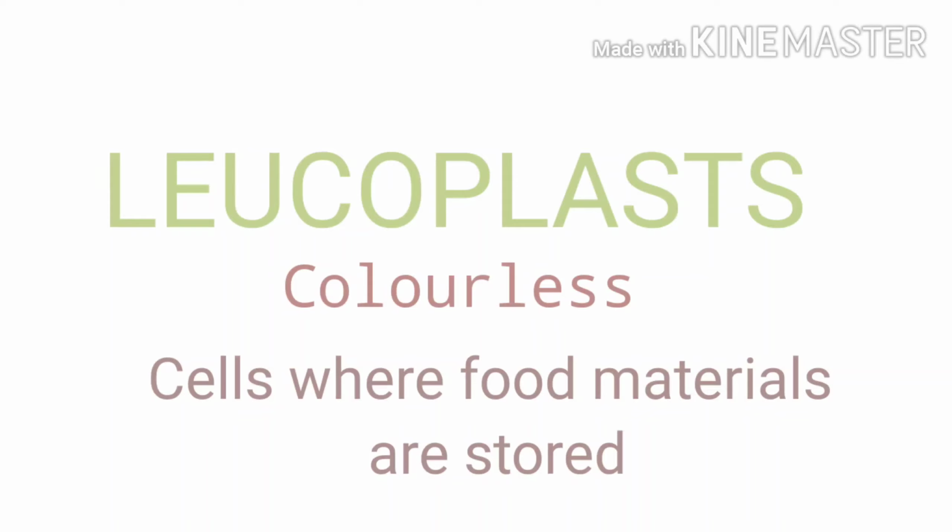Now the third type of plastid is the leucoplast. It is a colorless plastid, means there is no color for that, and it is seen in the cells where food materials are stored. So it doesn't have any color. Chloroplast is green in color, chromoplast is different color, and leucoplast is without any color.